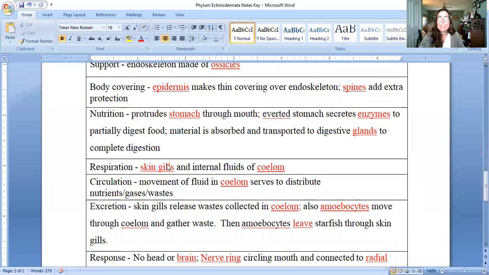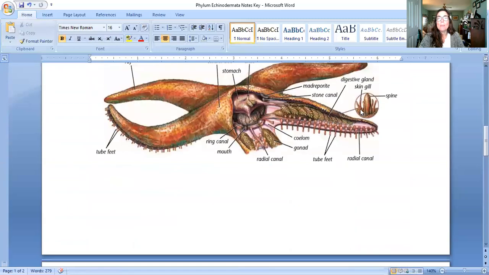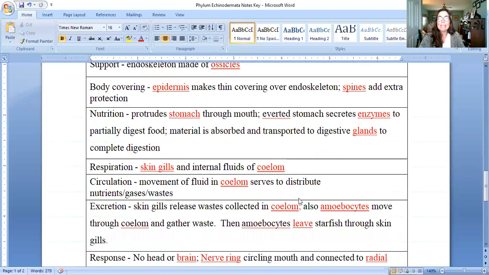For respiration, they do not have lungs. They have what are called skin gills. They surround the spines, and these gills can bring oxygen in from the water. Then the oxygen, again, will just go through the fluid of this space which surrounds the organs inside each ray, and that space is called the coelom. And that's how things are distributed.